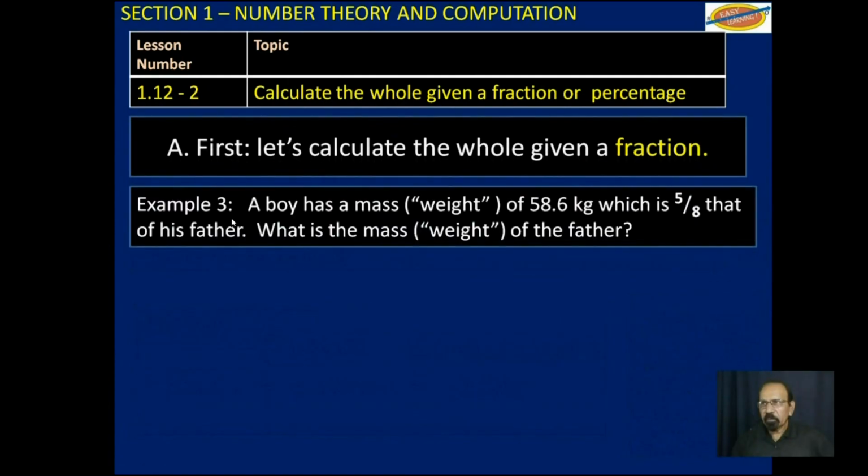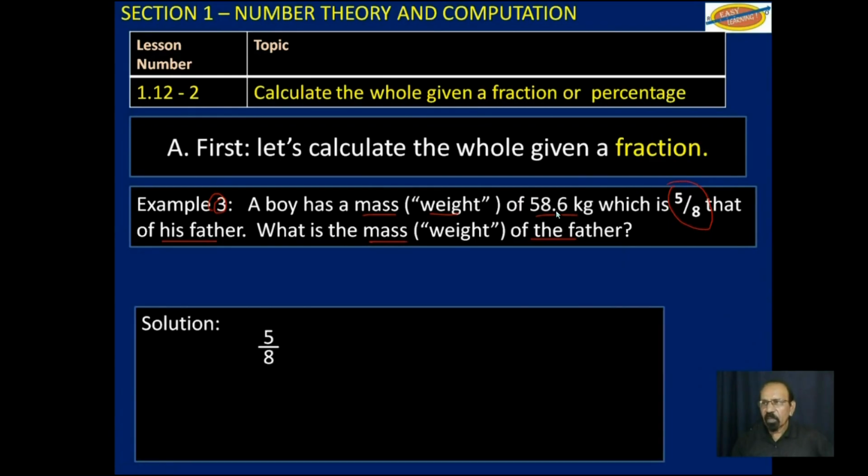Example 3. A boy has a mass, some people call that weight, of 58.6 kilograms, which is 5/8 of the weight or the mass of the father. Now, what is the mass of the father? So 5/8 is 58.6. 5/8 is 58.6 kilograms.